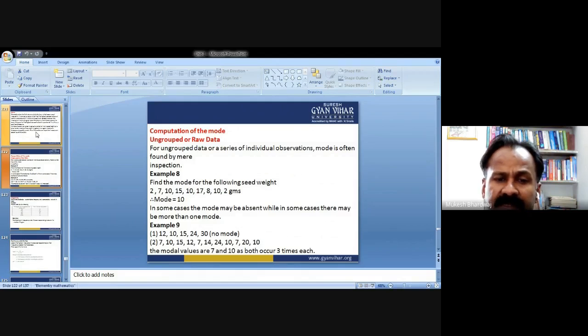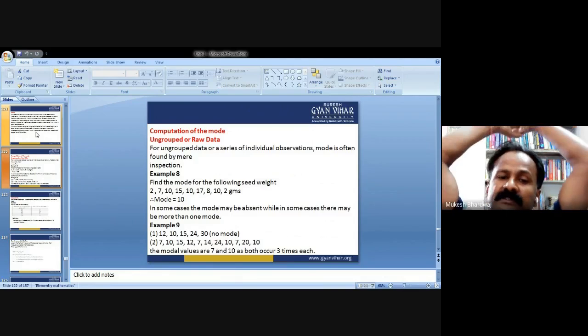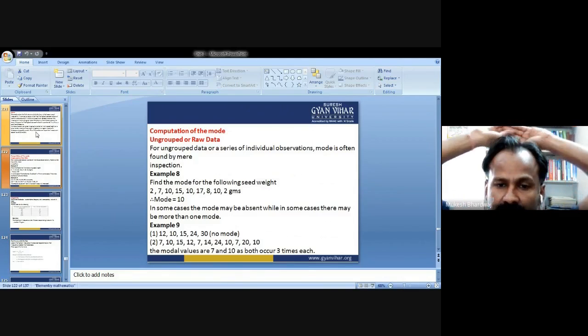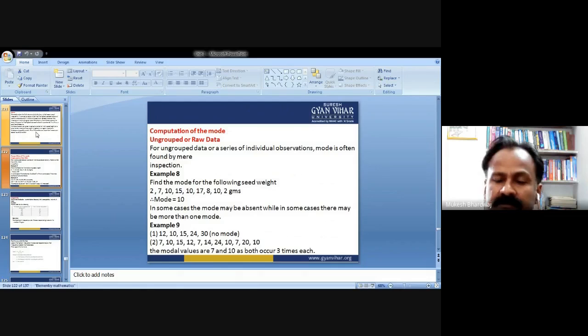Now for the second example: 7, 10, 15, 12, 7, 14, 20, 24, 20, 7, 20, 10. As we observe the series, we find that 7 is repeating thrice, and 10 is repeating thrice, and all other values do not repeat more than thrice. So the modal values are 7 and 10, as both occur thrice. You cannot say that 7 alone is the mode or 10 alone is the mode, because both numbers occur thrice, that is, equal in frequency. So these two are the modes.